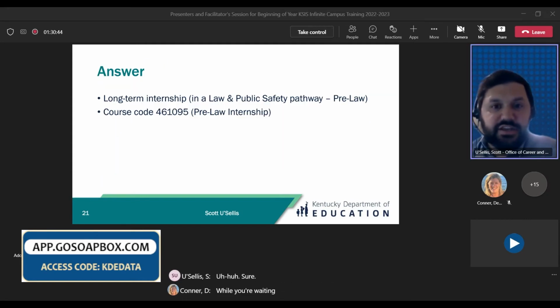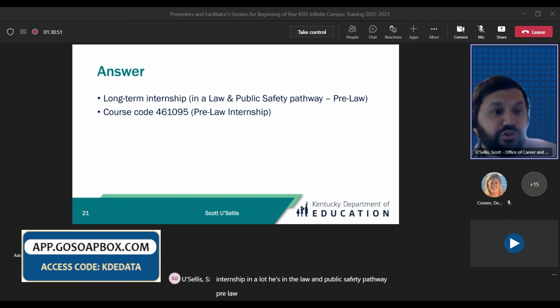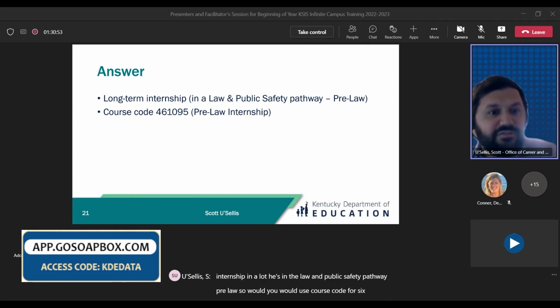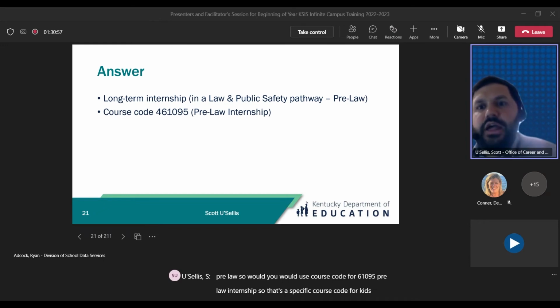So Jaden is in the answer here. Jaden's in a long-term internship in law. He's in the law and public safety pathway, pre-law. So you would use course code 461095 pre-law internship. So that's a specific course code for kids that are in pre-law.